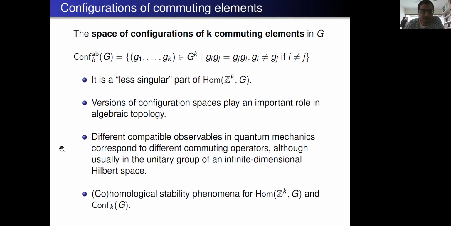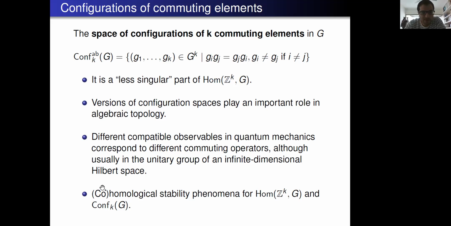Now, of course, another motivation is that configuration spaces appear a lot in algebraic topology in different versions, like labeled, like equivariant. So why not? And another motivation, which is really a bit loose, is that you can also think of commuting operators, when you think of a unitary group of an infinite dimensional Hilbert space, as observables in quantum mechanics. So this corresponds to studying a parametrization of the different observables that are compatible. Compatible observables are those where, when you measure one of them, it doesn't affect the other one, so you don't have this sort of Heisenberg phenomenon.